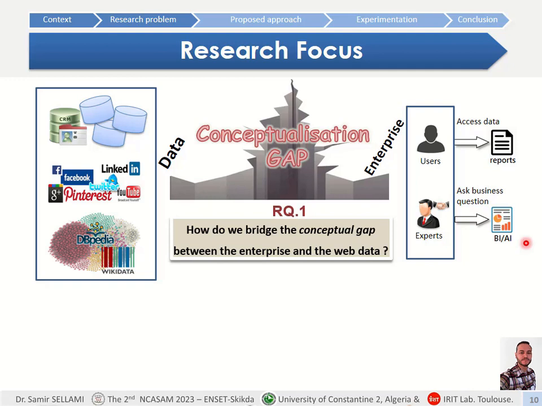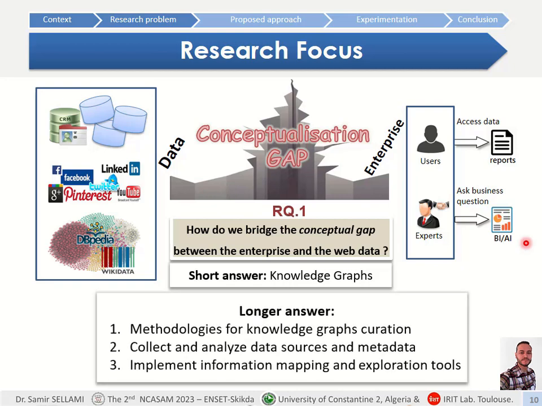The short answer, as you guess, is using a knowledge graph, but unfortunately not all enterprises have the necessary resources like Google or Facebook to build their own knowledge graph. So the longer answer would be that enterprises need methodologies for knowledge graph creation: collecting and analyzing data sources, then extracting their metadata. After that, they could implement information mapping and query tools.